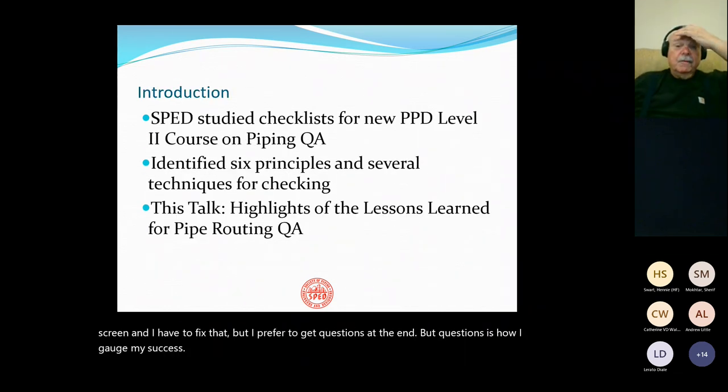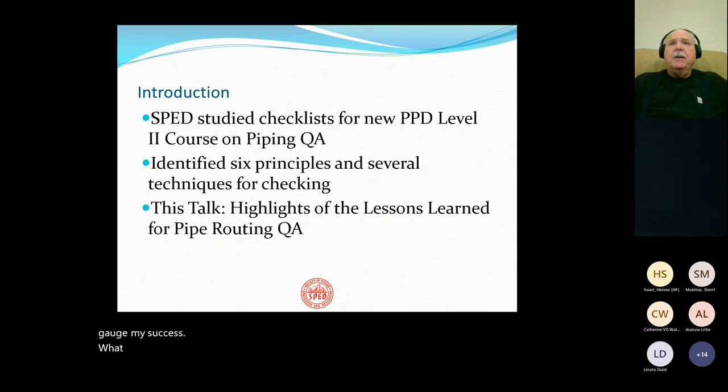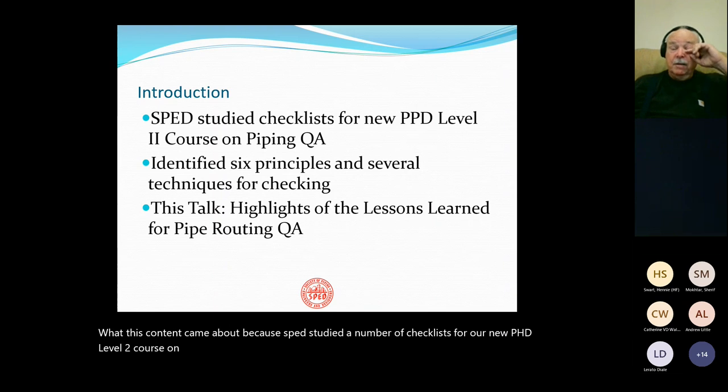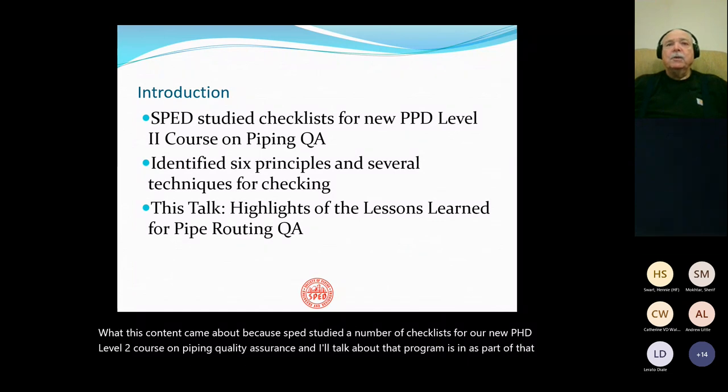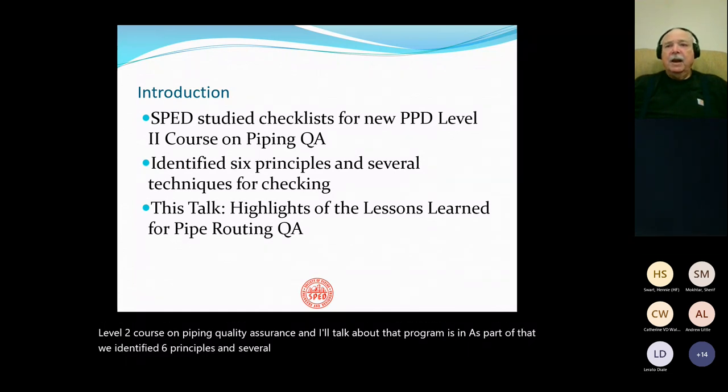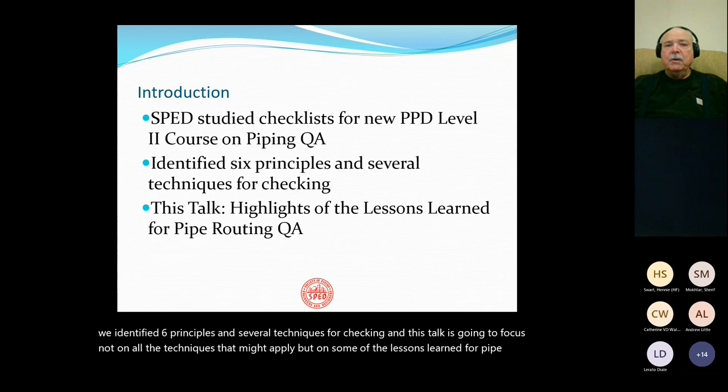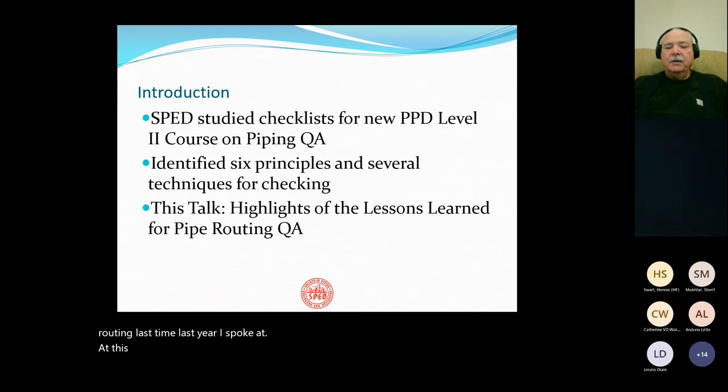What this content came about because SPED studied a number of checklists for our new PPD Level 2 course on piping quality assurance. And I'll talk about what that program is. As part of that, we identified 6 principles and several techniques for checking. And this talk is going to focus not on all the techniques that might apply, but on some of the lessons learned for pipe routing. Last year, I spoke at this venue on the general applicability and the general principles and where they apply, and this is focusing on pipe routing.